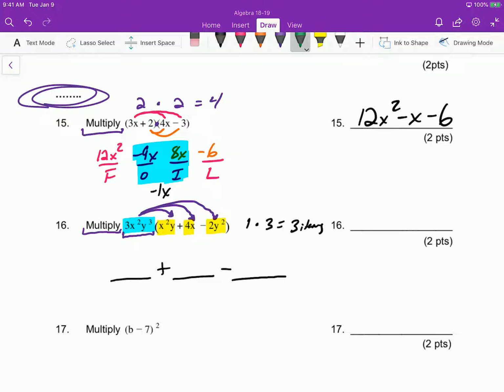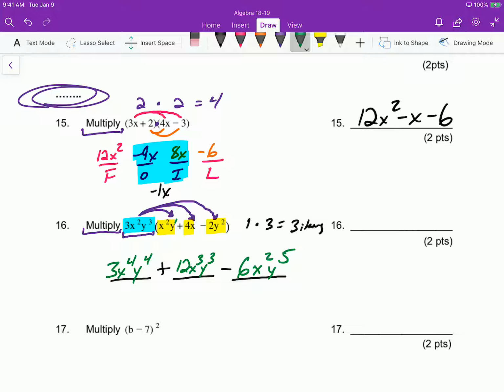All right, so this would be 3x squared times x squared would be x to the fourth. Y cubed times y would be also y to the fourth, because technically that y is a 1. Boom, done. Then we go 3 times 4 is 12. X times x squared would be x cubed, and then there's no other y's, so it just stays y cubed. And then last but not least, 3 times negative 2, or minus 2, is minus 6. X squared, there's no other x's to combine, and y cubed times y squared would be y to the fifth.